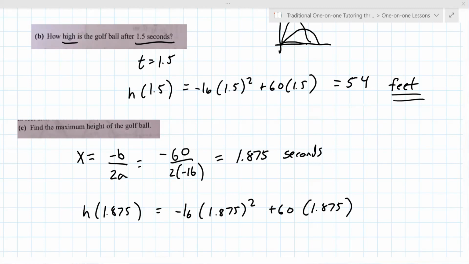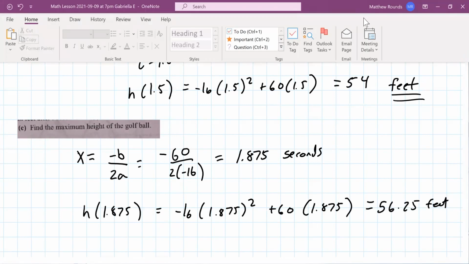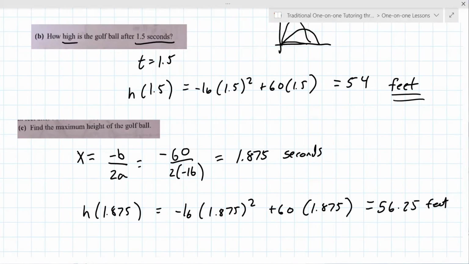Do you have an answer for that? I'm calculating. Yeah, me too. Okay, so I get 56.25 feet. Please double check me. I do make mistakes, and I want to make sure you get the right answer, obviously, with this.